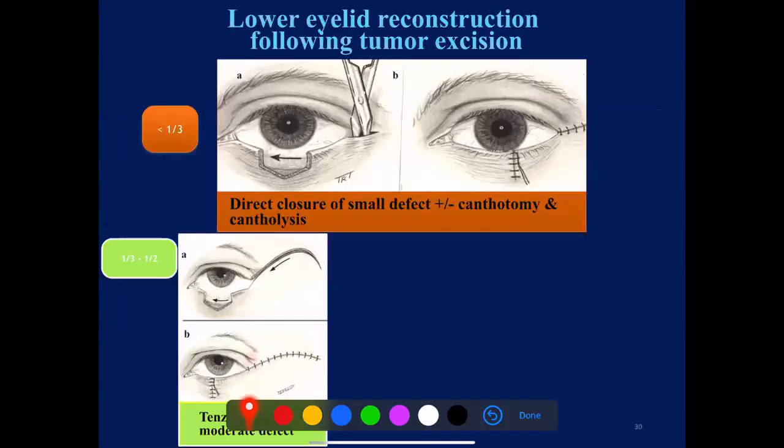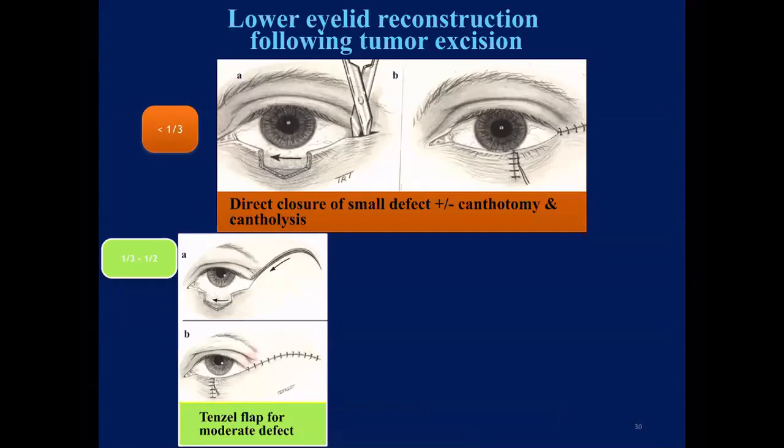Okay, so to summarize what we have so far. If you have less than a third of the defect, direct closure. If it's tight, still tight, you can do canthotomy and cantholysis. Tensile flap for third to half for moderate defect.